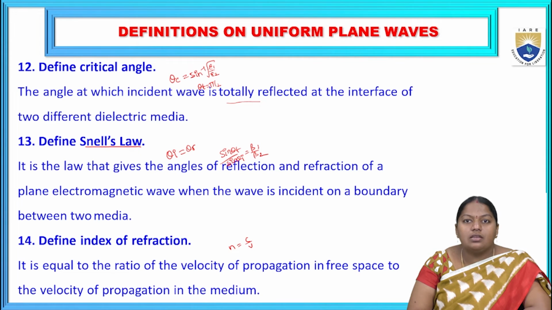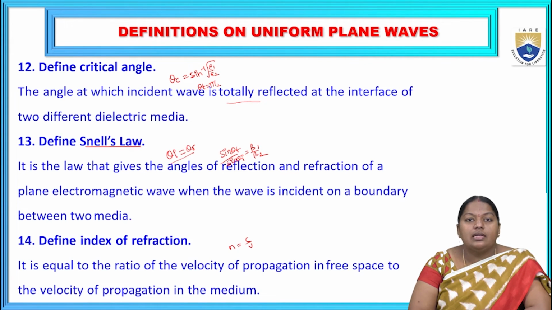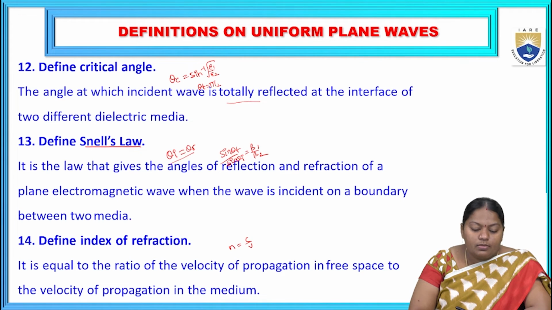Then to define Snell's law, we'll consider two types of angles called reflection and refraction angles. It is the law that gives us the angles of reflection and refraction of a plane electromagnetic wave when the wave is incident on a boundary between two media. Depending upon his experiments, we'll be considering two cases: Snell's law of reflection, that is theta i equal to theta r, and Snell's law of refraction, that is sine theta t by sine theta i equal to beta 1 by beta 2.